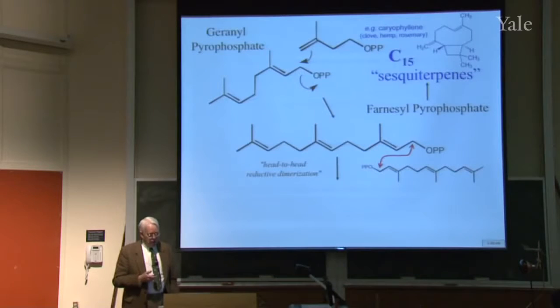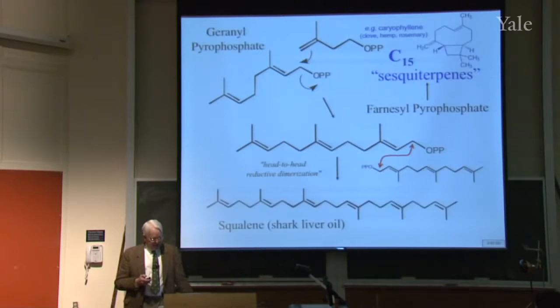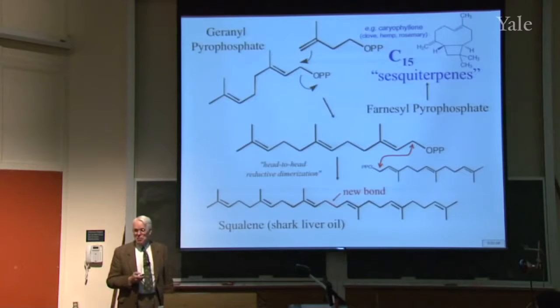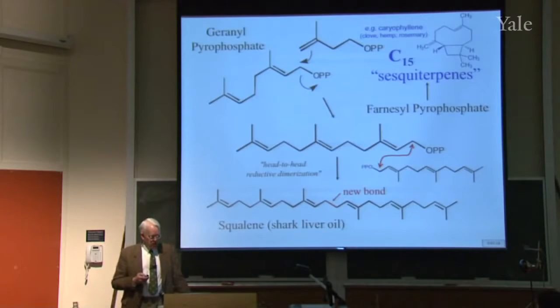Okay? Now, 2 of those things can come together, and now this reaction is different because it's not the double bond attacking, it's 2 of these allylic positions coupling with one another. It's a different kind of reaction, we're not going to talk about it, but it couples to give this, which is squalene or shark liver oil. Okay? And you see the new bond in the middle. It's symmetric about the middle. Now, you can do interesting things with squalene.